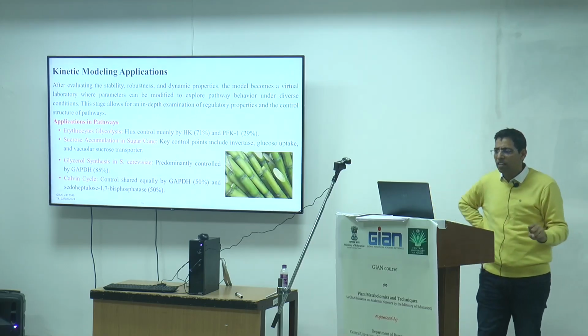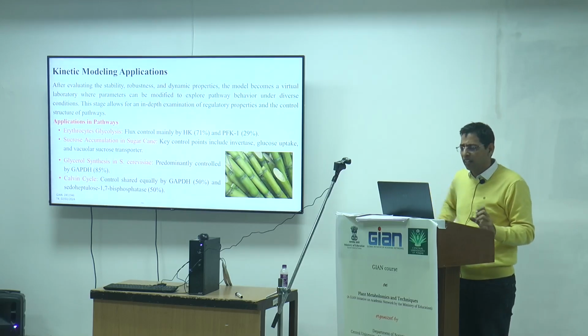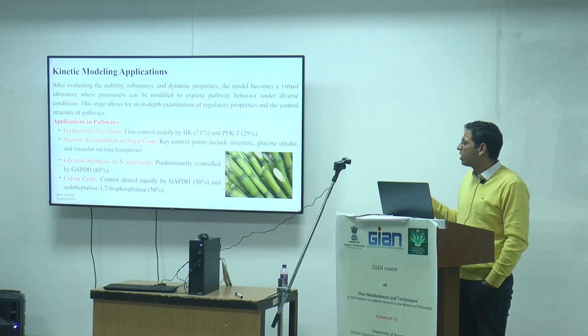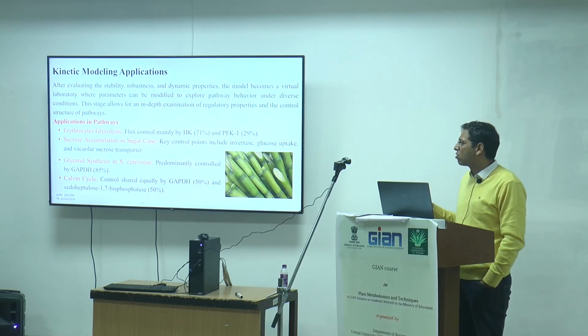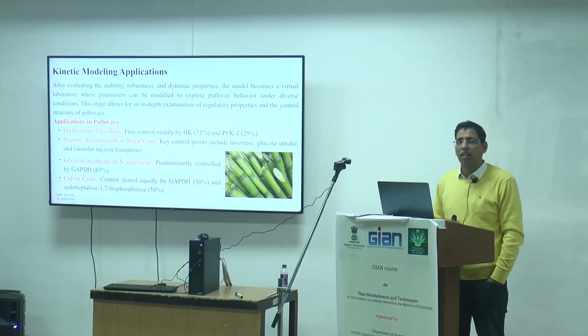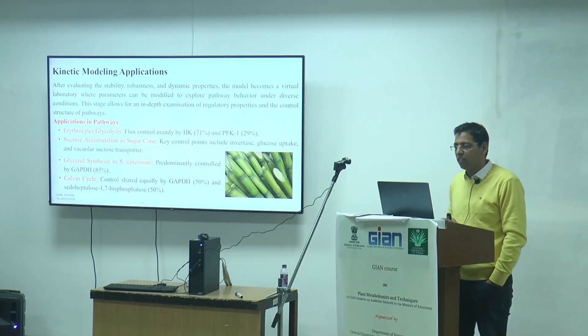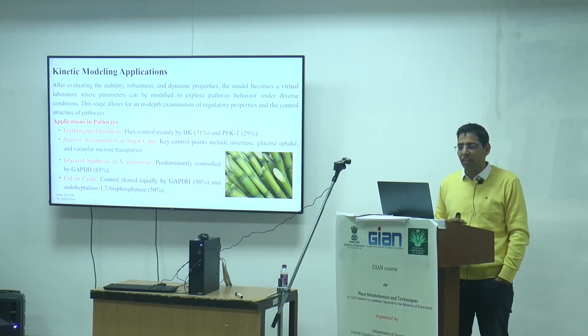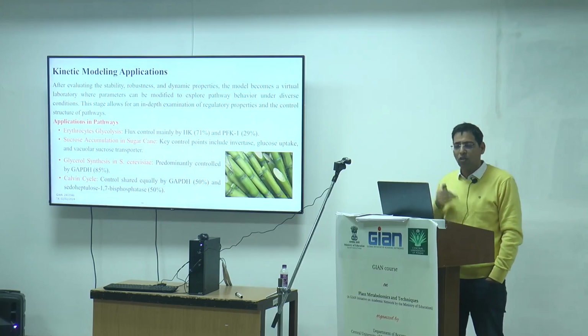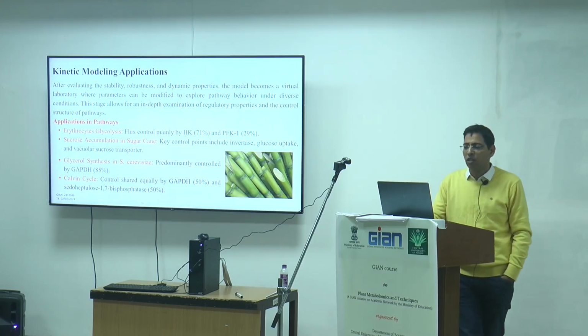So an application in the pathway is erythrocytes in the glycolysis. Here flux control is mainly HK 71% and PFK 29%, and sucrose accumulation in the sugar cane. So we can control a few control points like invertase, glucose uptake, and the vacuolar sucrose transporter to control the sucrose accumulation in the sugar cane also.